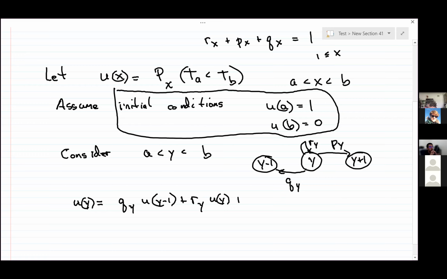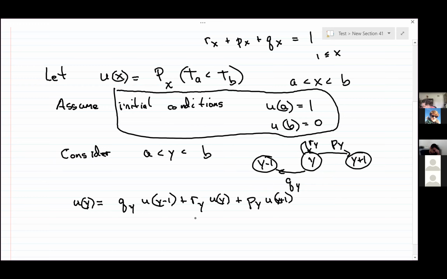What else is possible? You could go down, you could stay here, or you can go up. The probability of going up in one step is p sub y. And then from there, you want to get to A before you get to B. So that would be this thing again. It would be u, but it would be u based upon starting at the state y plus 1.